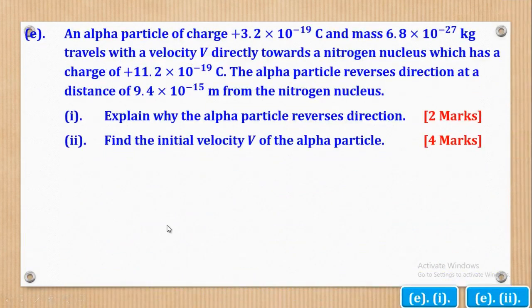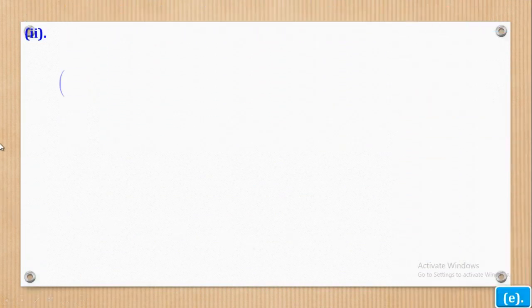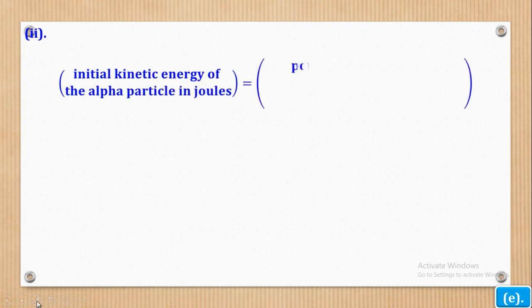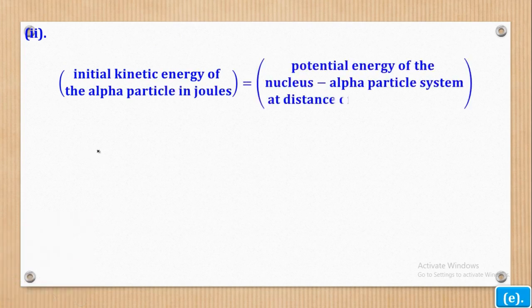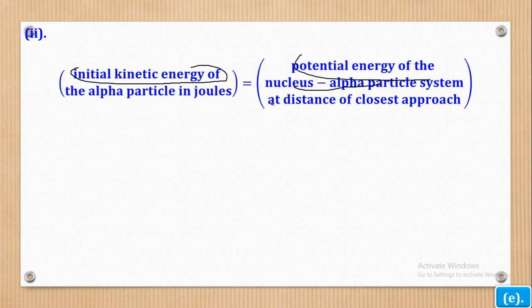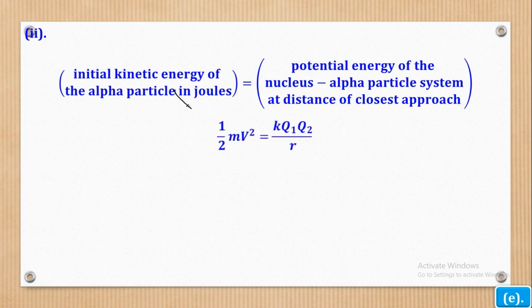So now we shall go to part E, Roman 2. Roman 2 says, find the initial velocity v of the alpha particle. So we need to know that the initial kinetic energy of the alpha particle in joules is equal to the potential energy of the nucleus-alpha particle system at the distance of closest approach. So this kinetic energy is given by this, and this one is given by this.